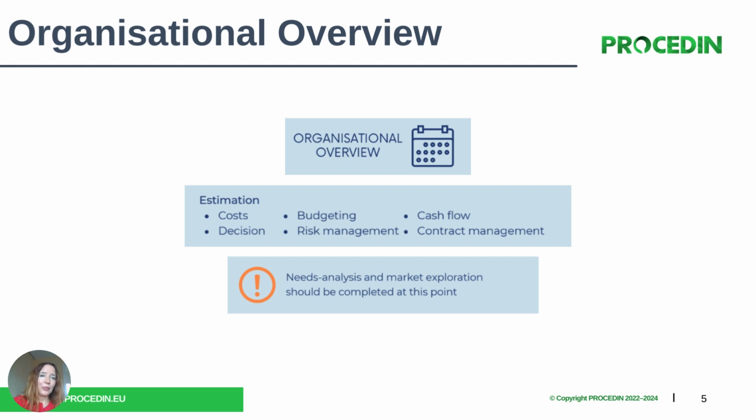It is important to have an organizational overview and also to see what the possible estimated costs are, what the budget will be, what the cash flow will be, how to organize contract management after the procurement, and also take a look at risk management in order to be prepared for possible risks and to find measures to prevent them. And at this stage, needs analysis and market exploration should be completed.